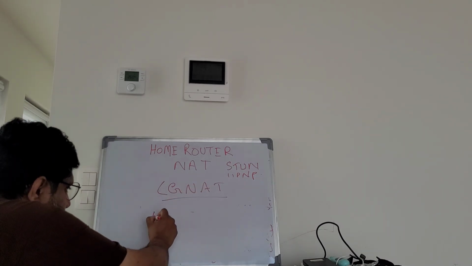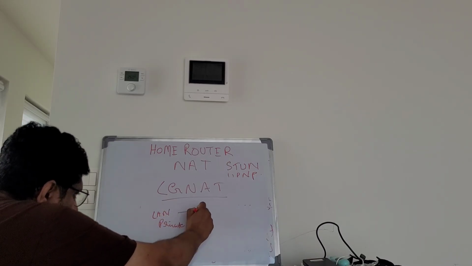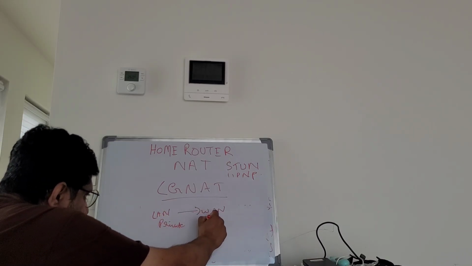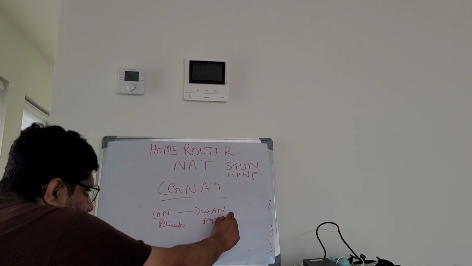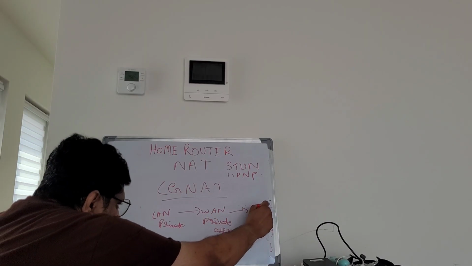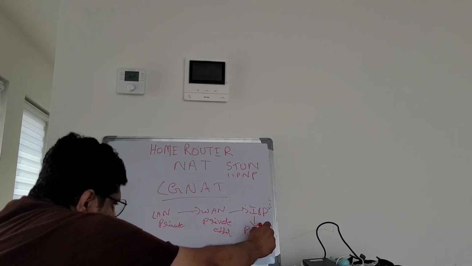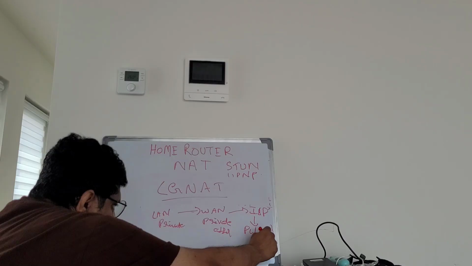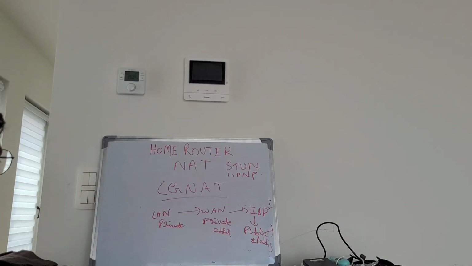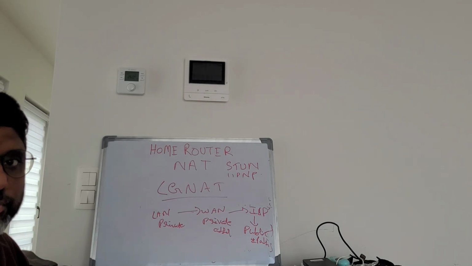So the LAN has a private IP address, then it translates at the WAN. It is also a private address. Then at the ISP edge router, it translates to a public IP address. Right? So the IPv4 depletion problem can be easily solved by using CGNAT, but it's not a good use. It does not have a good use case for gaming and peer-to-peer voice calls.